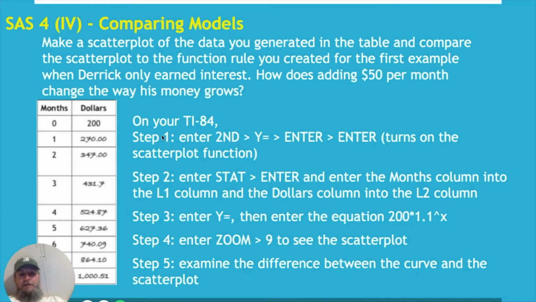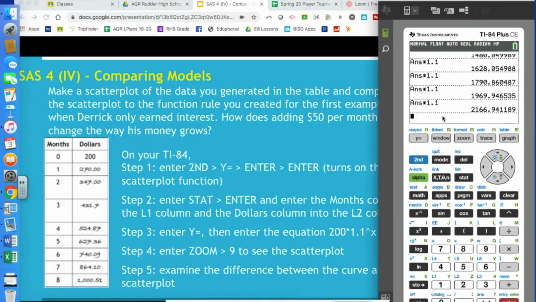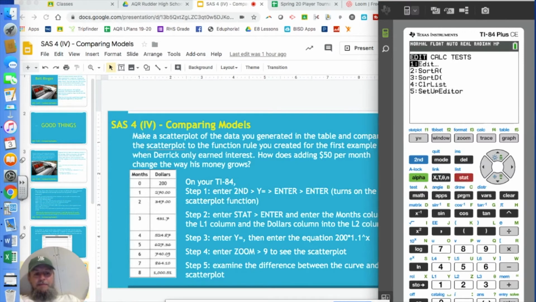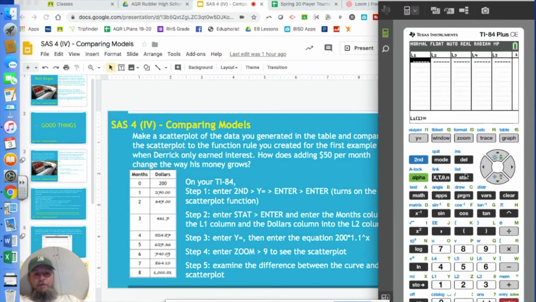Went a little too fast there. We want to put a scatter plot of these values into our calculator. So let's do that real quick. Okay, so stat, enter, and I want to put the months in column L1. So let's see, 0, 1, 2, it doesn't like my enter. Let's see. There we go.